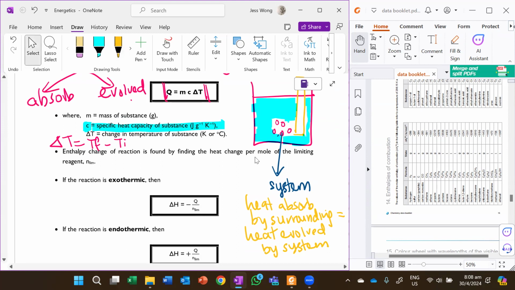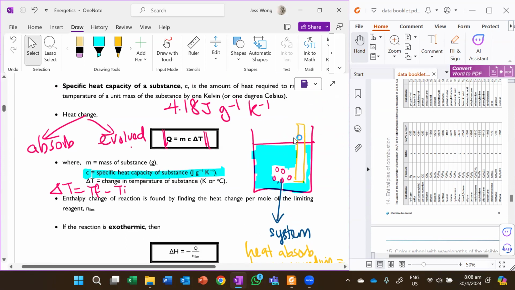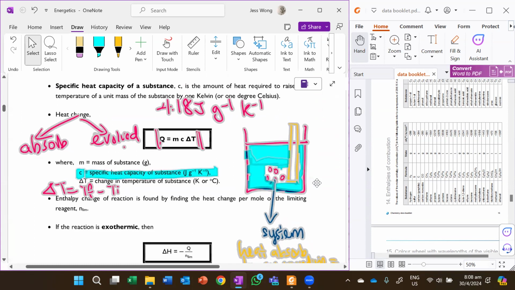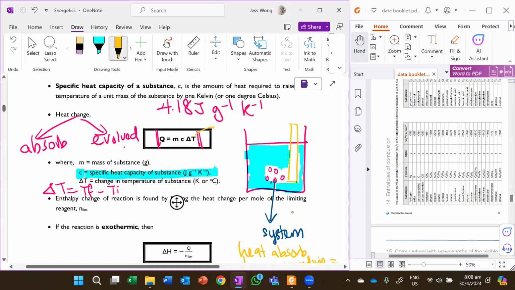So we are assuming 100% heat exchange, negligible heat loss, 100% efficiency. Okay, so take note of this. Now, next, I want you to see where you place the thermometer. You place the thermometer in the surrounding, right? So when you place the thermometer in the surrounding, then you are measuring the temperature of the surrounding.